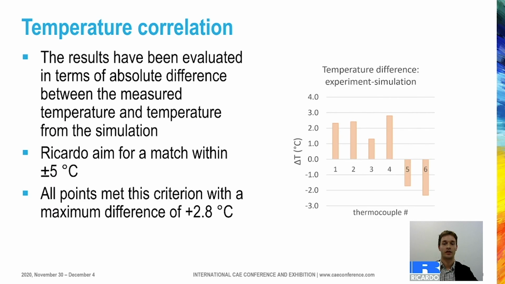The results turned out to be very positive for us. Ricardo aimed for a ±5 degrees centigrade deviation for this kind of application, and all the points fell within this range with the largest deviation of 2.8 degrees centigrade. As a result, we consider this process feasible for simulations of oil-cooled e-machines.